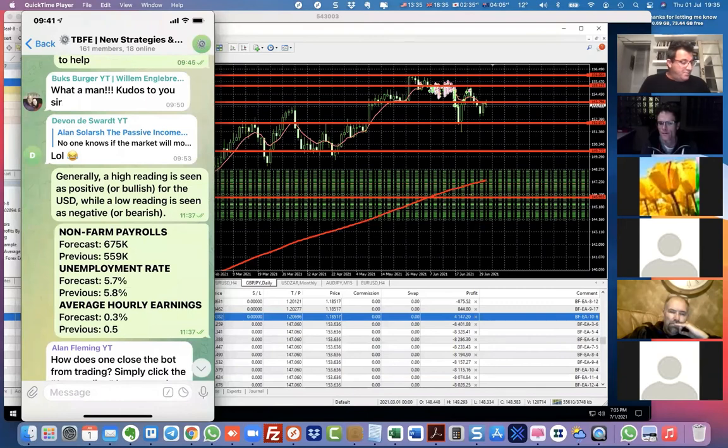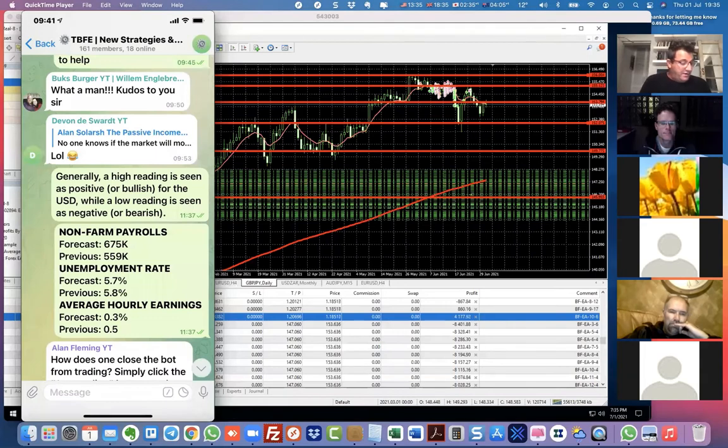The announcement was made. Unemployment rate and then average hourly earnings. Those will affect the non-NFP. So we'll see what happens. So forecast: unemployment rate is 5.7. That's huge. And the average hourly earnings forecast is 0.3. Previous is 0.5. So that's not too good.